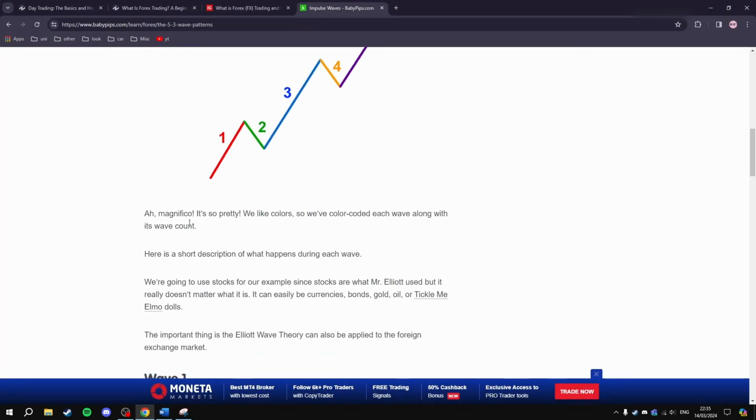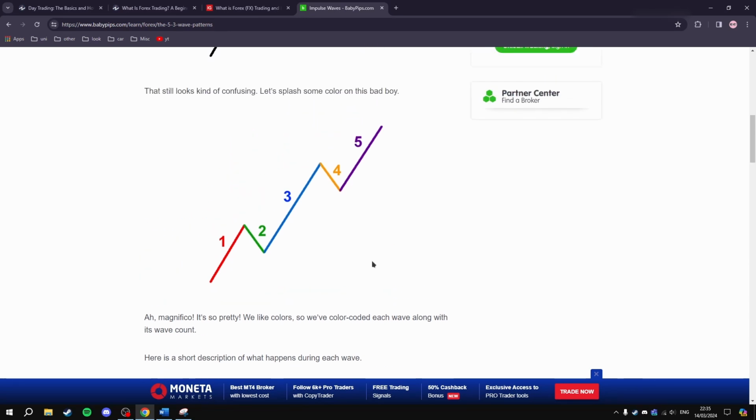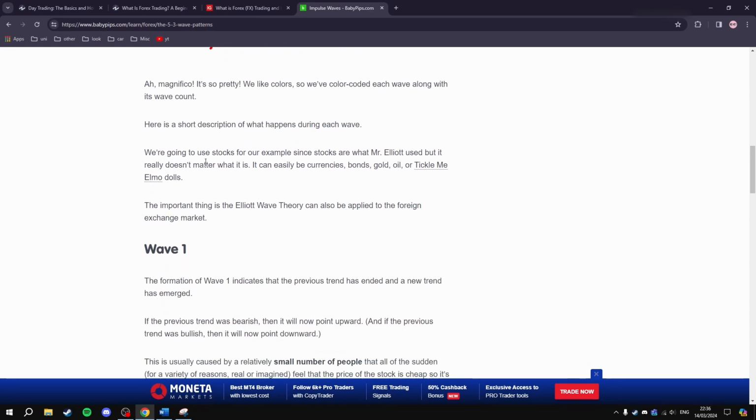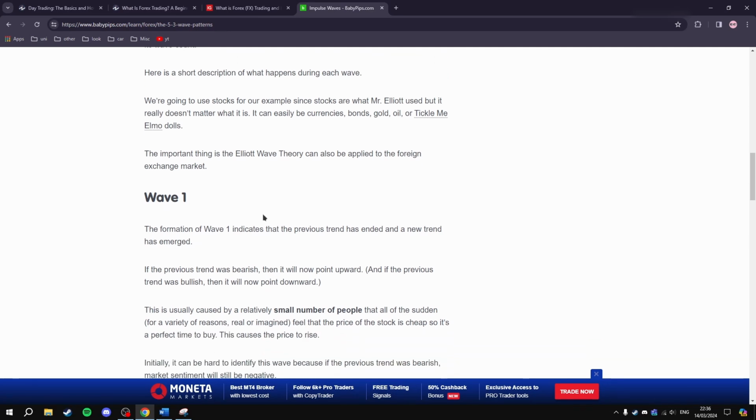Ah, magnifico. It's so pretty. We like colors, so we've color coded each wave along its wave count. Here's a short description of what happens during each wave. We're going to use stocks for our example, since stocks are what Mr. Elliott used, but it really doesn't matter what it is. It can easily be currencies, bonds, gold, oil, or tickle me Elmo dolls. The important thing is that Elliott wave theory can also be applied to the foreign exchange market.